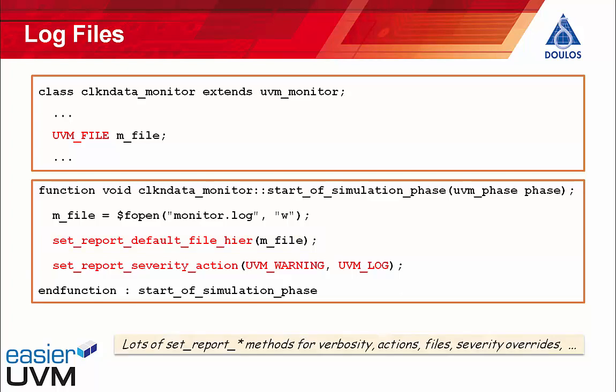There's a whole family of set report methods in UVM. I'm not showing you all of the methods in this tutorial. If you want to see a complete list of methods, then you should look up the UVM class reference or the UVM standard. So there's lots of methods with the prefix set report that can be used for setting verbosity, setting actions, setting files, doing severity overrides, and so on.